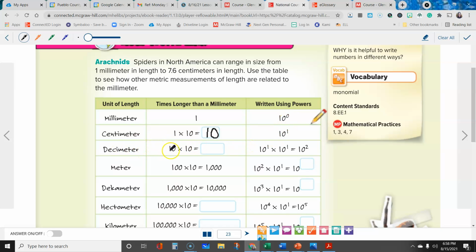A decimeter is 10 times 10. Well, 10 times 10 is 100. 10 to the first power times 10 to the first power would be 10 to the second power. So you would write 100 as 10 to the second power. A meter is 100 times 10. So we have 10 to the second times 10 to the first. 100 times 10 is 1,000. So that would be 10 to the third power.